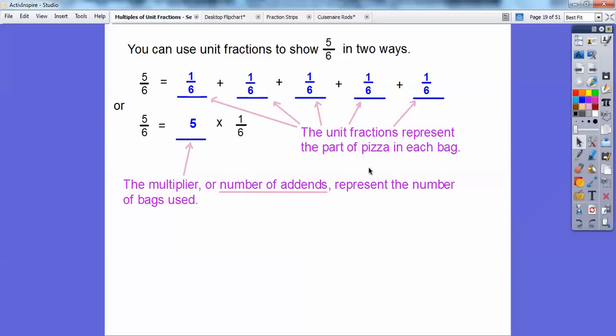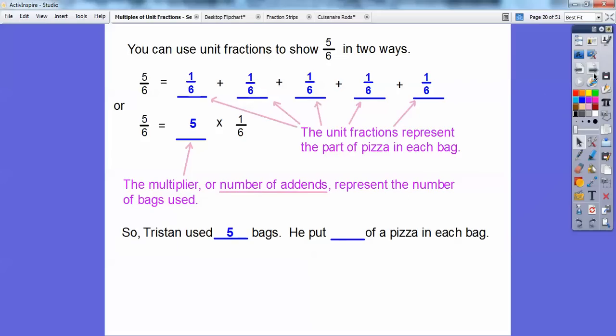There's 5 of them right there that represent the number of bags used. Okay. All right, so Tristan used 5 bags, and he put how much of a pizza in each bag? He put 1/6 of a pizza in each bag. Okay, you guys with me?